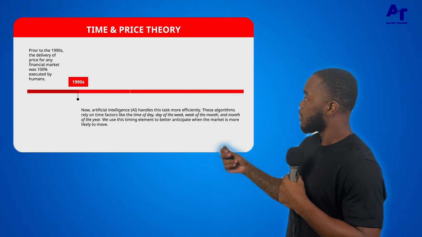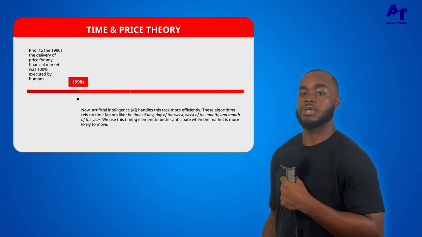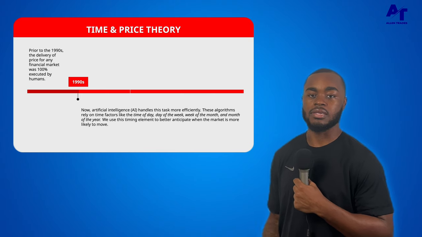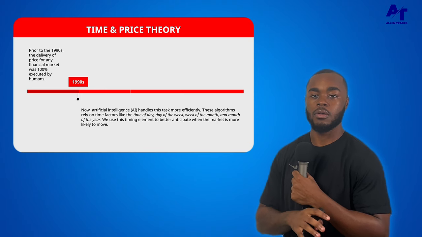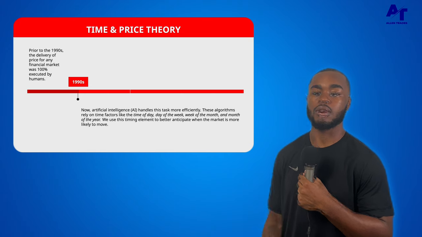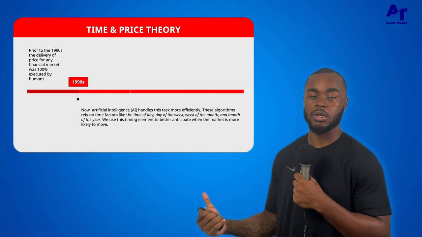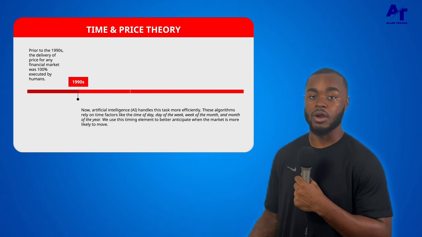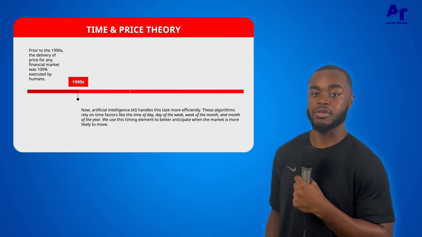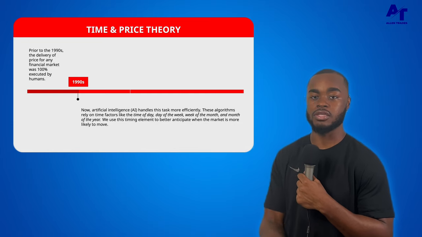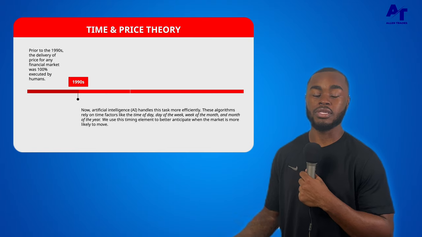So here, I wanted to tell you guys a little story. Prior to the 1990s, everything used to be controlled by humans. And what do I mean by that? I mean, humans controlled where the price was going to go, when the price was going to get there, and how the price got there. So the pattern that it followed to get to where it needed to get to by a certain time period.